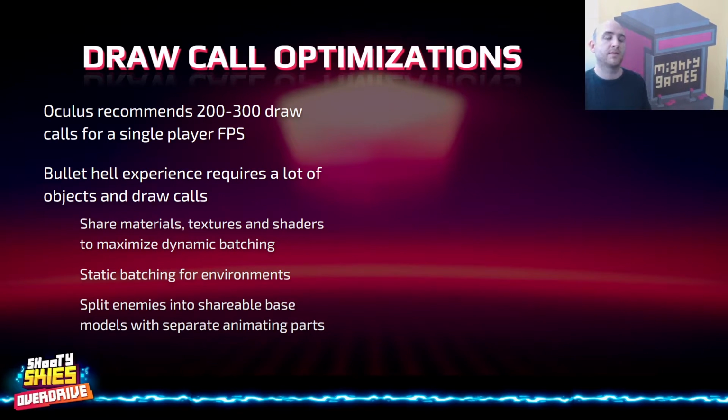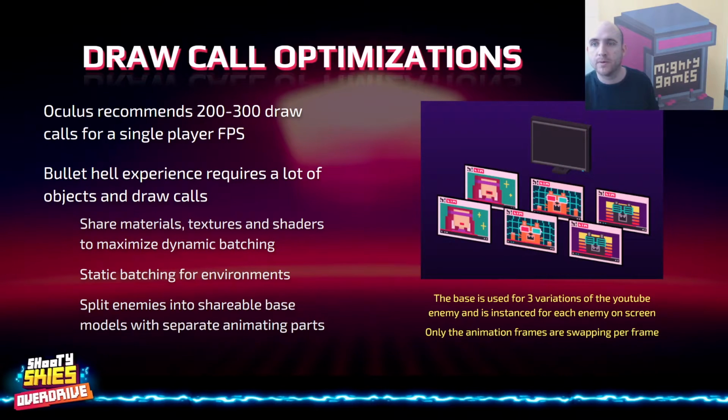Then we also did something clever with our enemies, because all our enemies are animating using model swapping techniques. We split our enemies up into a shareable base model with separate animating parts. So if we take a look at this example, we have 3 variations of a YouTube enemy where the base monitor remains the same, but each enemy has one type of screen it displays and flicks between 2 frames.